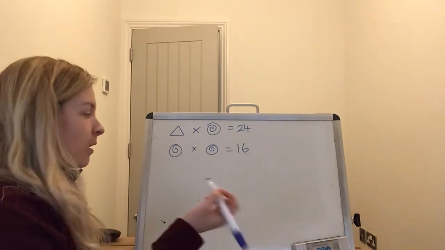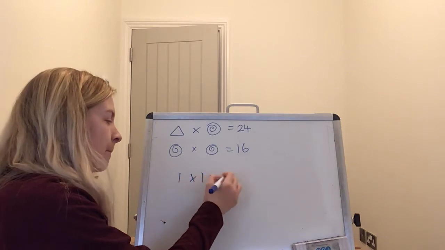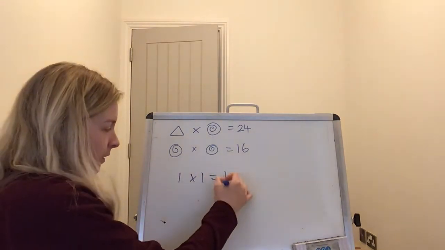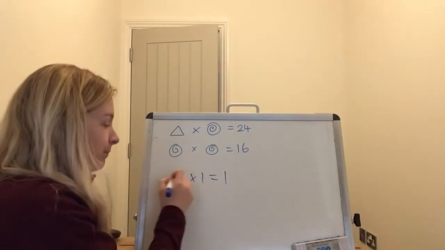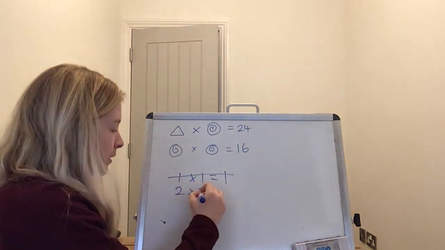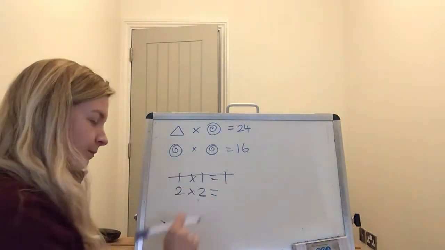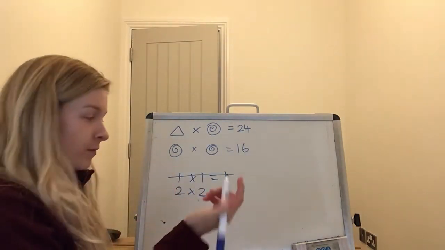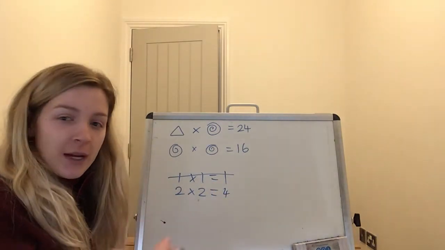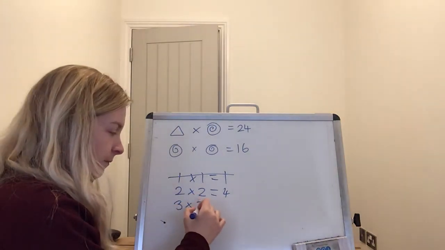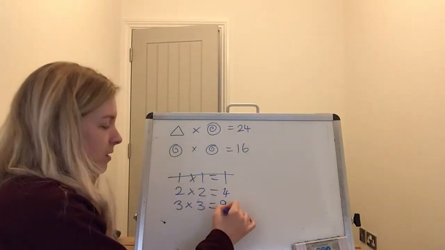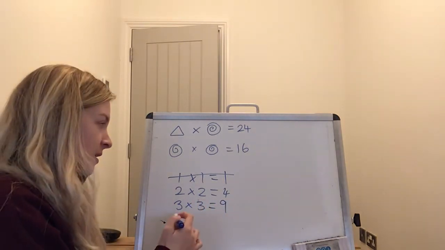Let's try. 1 times 1, the same number. 1 times 1 is 1. Okay, so it can't be that one. Let's try 2. 2 times 2, the same number. 2 times 2 is 4. Okay, can't be that one. 3 times 3, what do you think? 3 lots of 3 is 9. Well done you for being quick there.